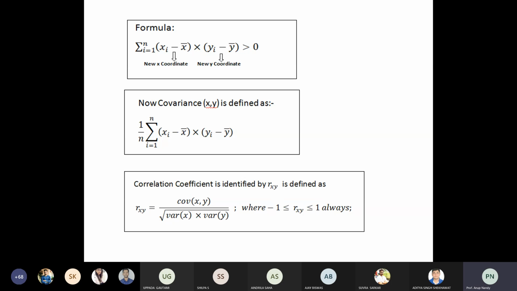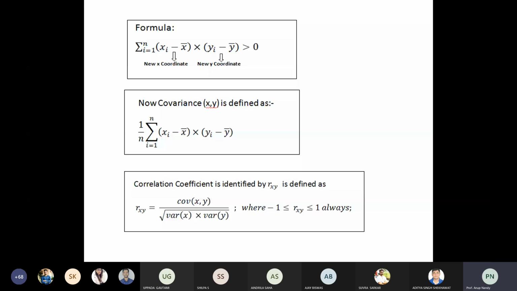The origin has to be shifted from 0, 0 to x bar comma y bar. Then here you need to have the distances from the x axis, and what is the distance of the new data points from the y axis? So that is the formula. New x coordinate means the distance of a point from the new x axis, and the distance of a point from the new y axis. So that is the thing, xi minus x bar into yi minus y bar. It may be greater than 0, less than 0, or equal to 0. So now you can have this concept.